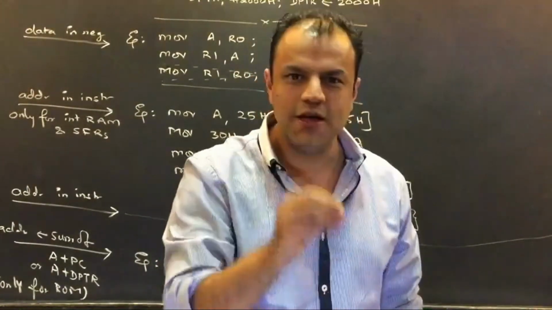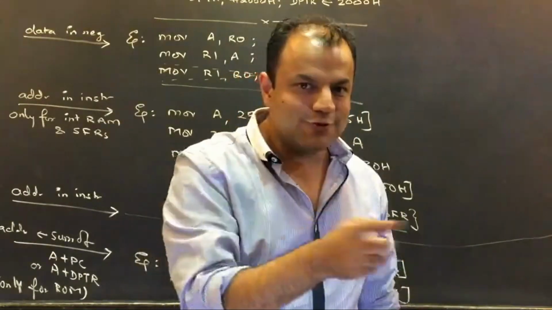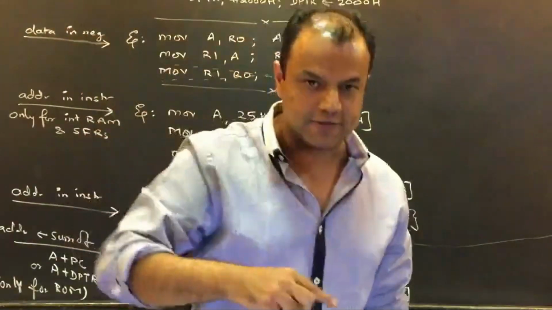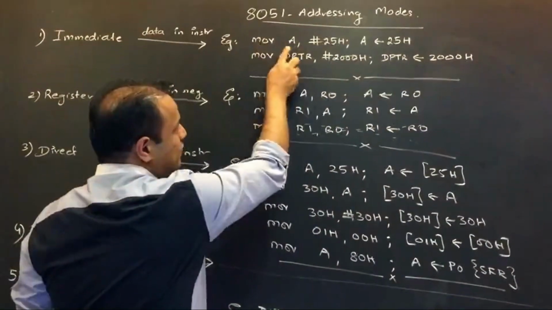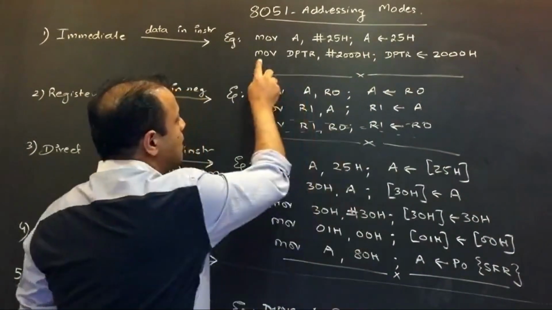Look for a hash. If there is a hash, then that number is data. If there is no hash, that number is just an address. The data will come from that address. Is that clear? Now, the first example, MOV A, #25: A gets the value 25. Did you understand?